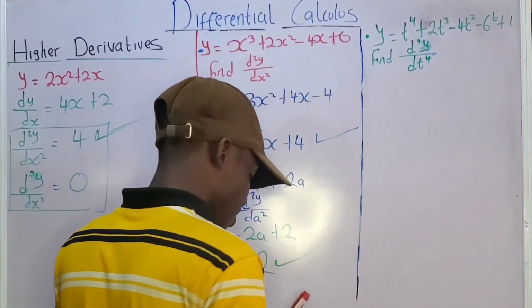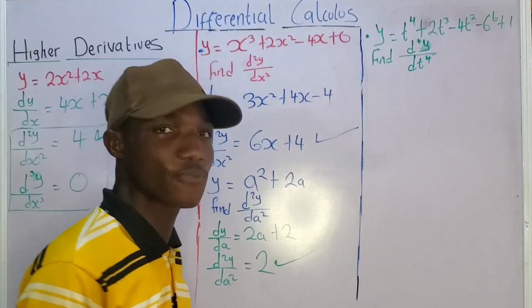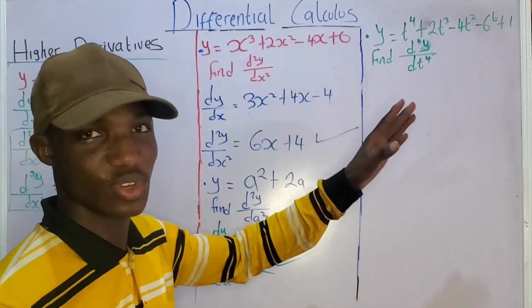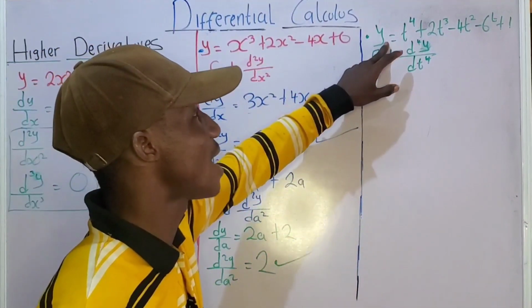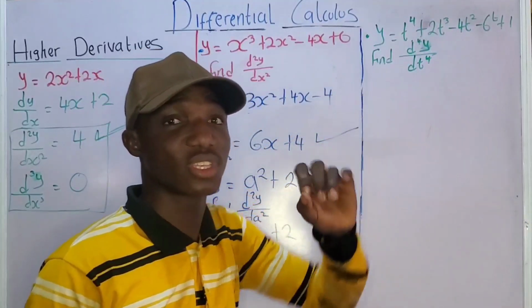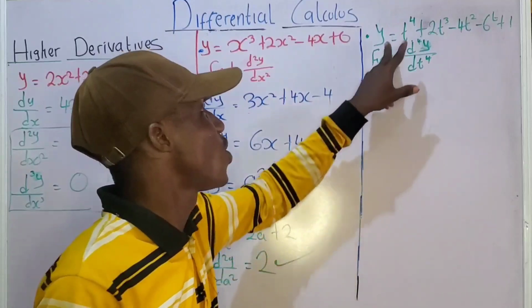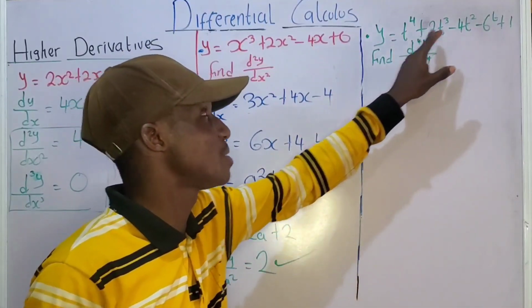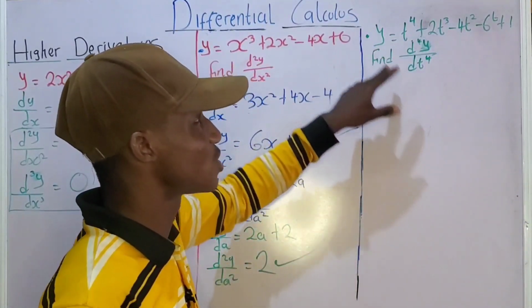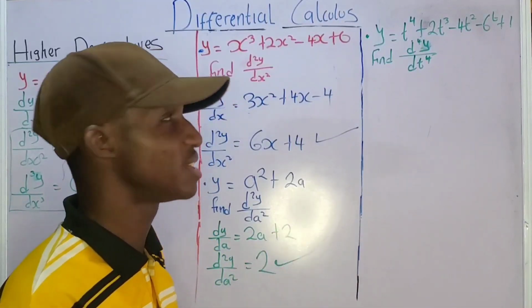You see, we are differentiating. Don't be confused that we didn't have the dy dx. You understand? We are differentiating y with respect to the variable that we have here. Okay, the variable that we have here is t. So we cannot put x. Hence, I'm not going to put the dy dx. Find the fourth derivative of y with respect to t.